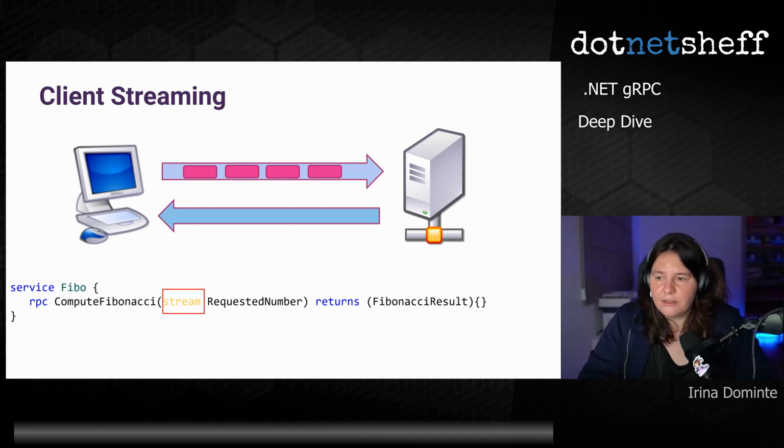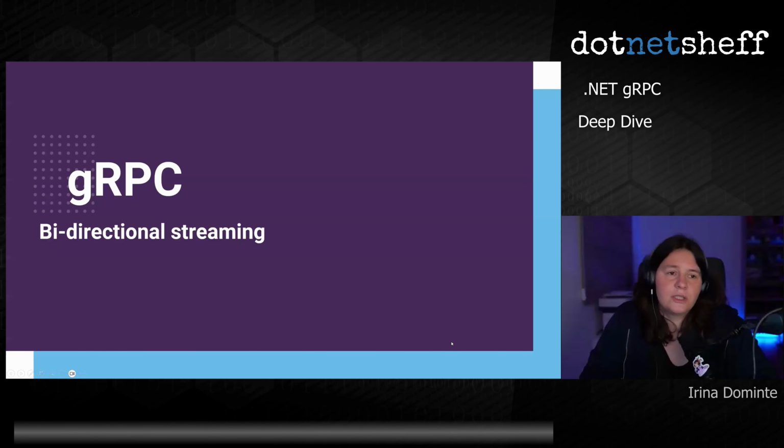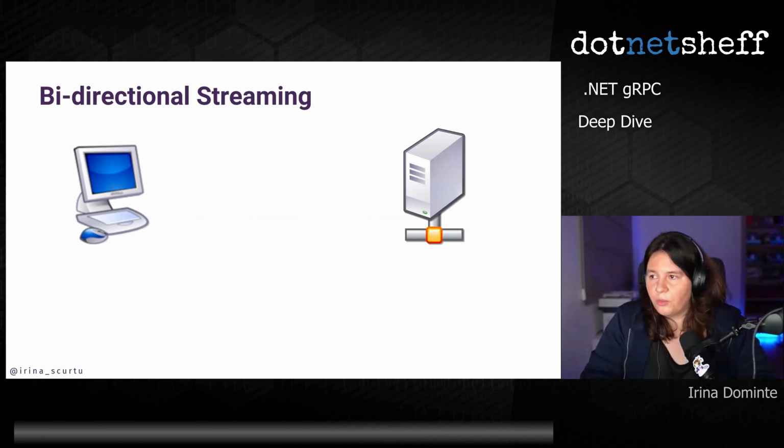This is the part that has a stream of parameters, and it will get back 1 single result. So we will have here many things in and 1 single thing out. Okay? Bi-directional streaming, well, the previous 2 combined.